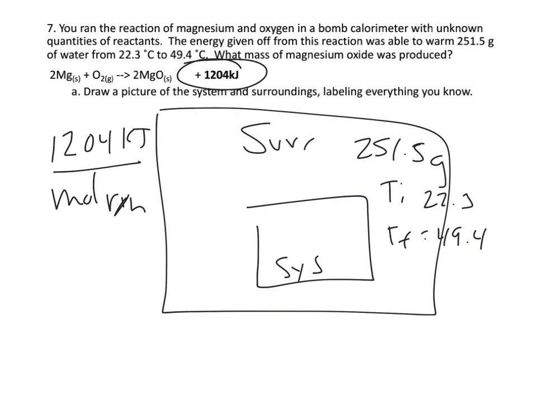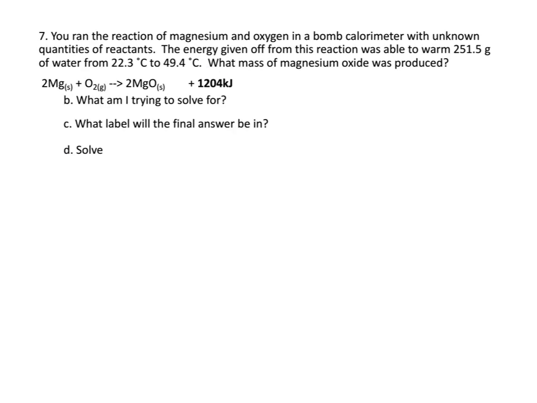I know that this is exothermic, energy is produced. I know that per 2 moles of magnesium reacting with 1 mole of oxygen, I can make 2 moles of magnesium oxide. I don't know a lot specifically about this problem, but we can get there through some thinking. So what I'm trying to solve for in this case is my mass of magnesium oxide, and what I know about it in relation to how to figure it out is I know the amount of energy my water changed by. And by knowing the amount of energy my water changed by, I can kind of backstep from there. So the label for mass will be grams. And again, I'm trying to answer a question about my system because the question's asking about the reaction.